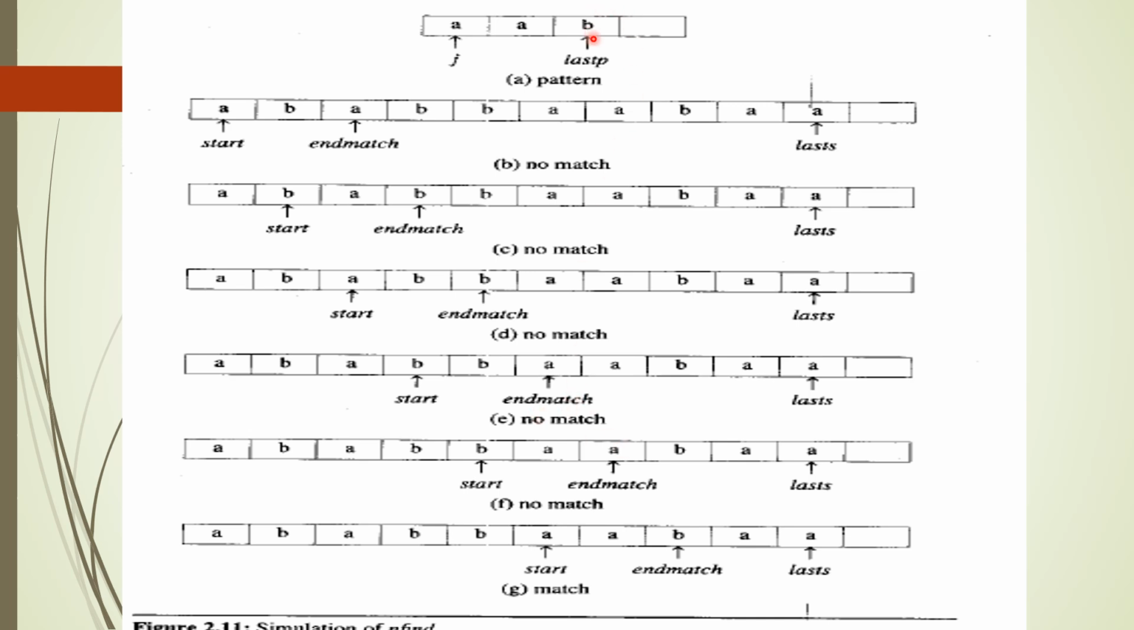So again B is compared with A, again there is a mismatch, so you increment start and end match by 1. Now you compare the last character, that is B, with the corresponding character. There is a match, so you start comparing from the beginning. A is compared with A, and B is compared with B. There's a match. So you come to the conclusion that the pattern AAB is present in the text.